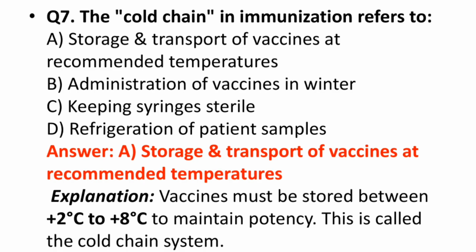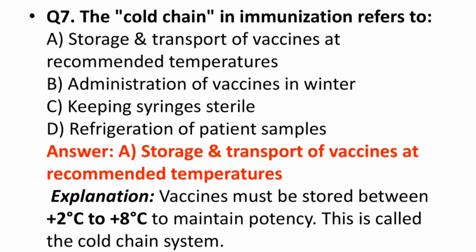The cold chain in immunization refers to option A storage and transport of vaccines at recommended temperature, option B administration of vaccines in winter, option C keeping syringes sterile, option D refrigeration of patient samples. The correct answer is option A, storage and transport of vaccines at recommended temperatures.